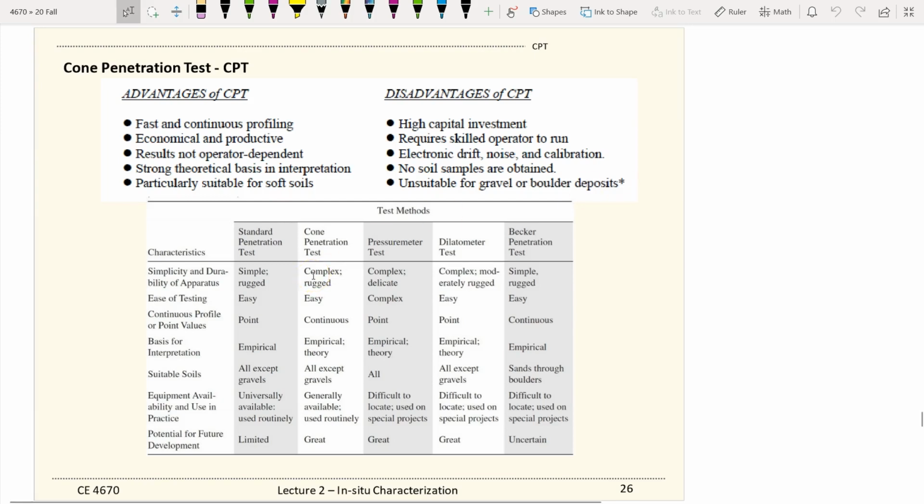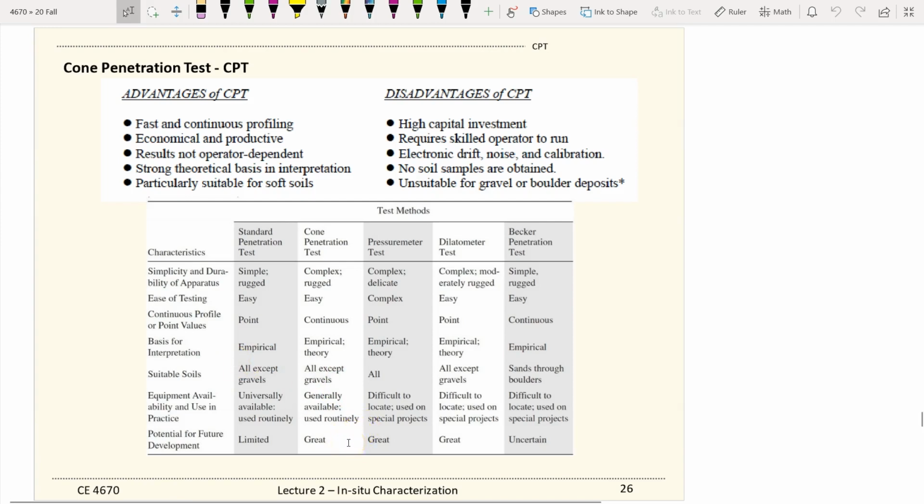So comparing CPT to other testing methods, we focus on the cone penetration test and the standard penetration test, because we covered these two tests in this class. Comparing the two, SPT is more simple, and CPT has the advantage that it can be done continuously. Both of them are empirically correlated for obtaining soil parameters, and both of them cannot handle gravels.